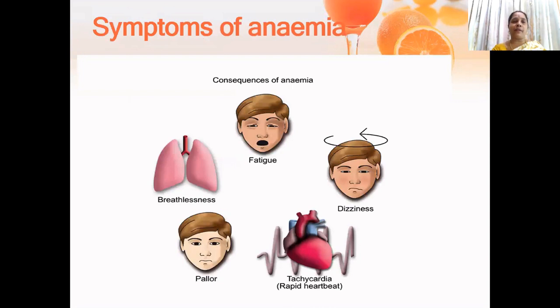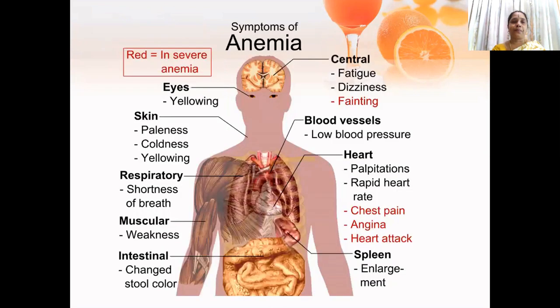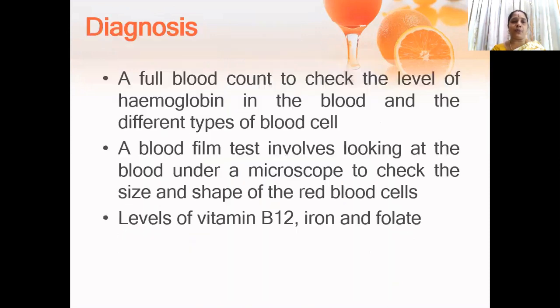You can see here the consequences of anemia in an image: fatigue, dizziness, tachycardia, the person is pale, and breathlessness. I told you about the spoon-shaped nails, and that is shown in the first image. In the second image, you can see the comparison of the pale fingers, and the lower portion of the eyelid is very pale in the bottom picture. So this summarizes the various symptoms of anemia. It affects almost all the organs of the individual.